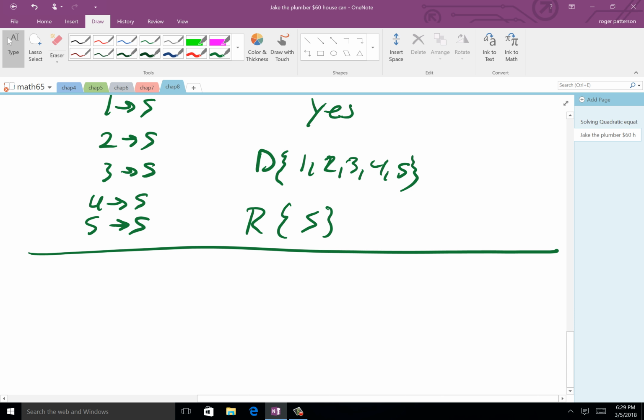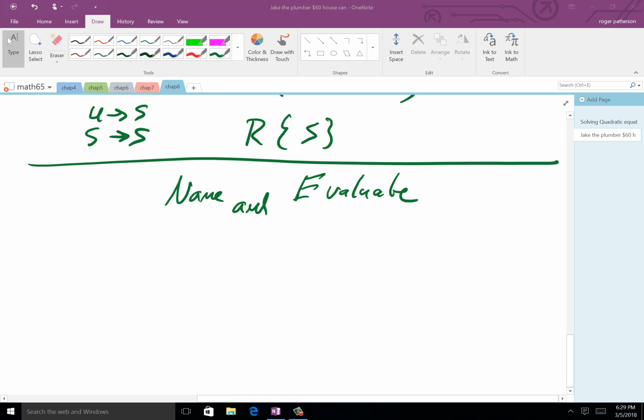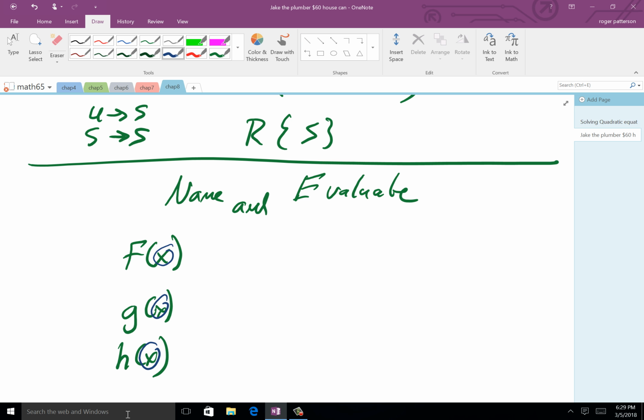So a couple more things on functions. How about naming them and evaluating? Name and evaluate. To name a function is usually something like this. They use this terminology, h, f, g of x. That's how you say that. This variable inside here can be anything. It doesn't have to be an x, but it usually is. F, G, and H are the most common names for functions. You very rarely see them in anything else.